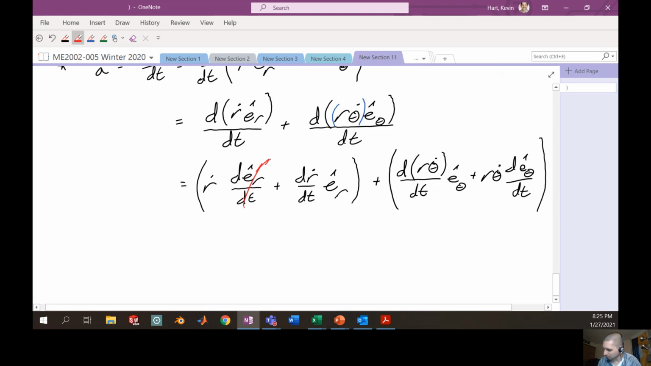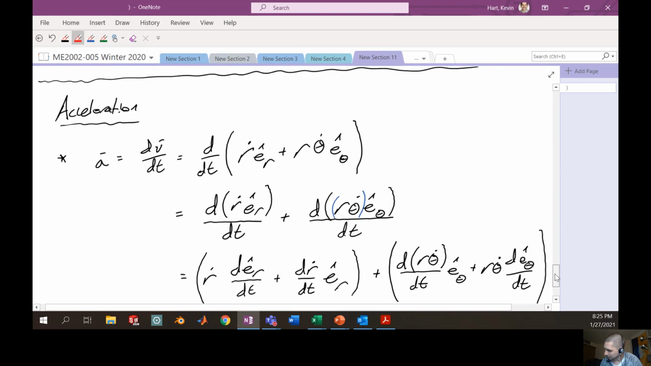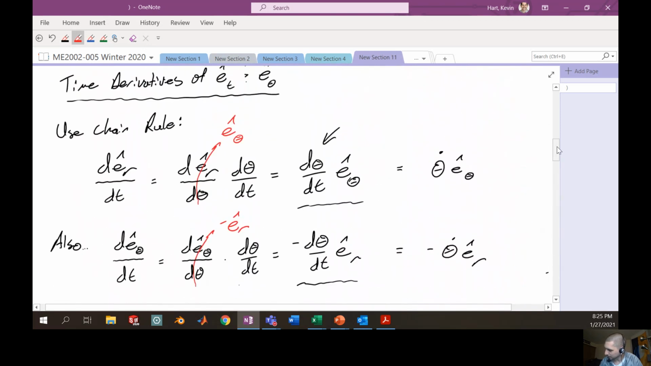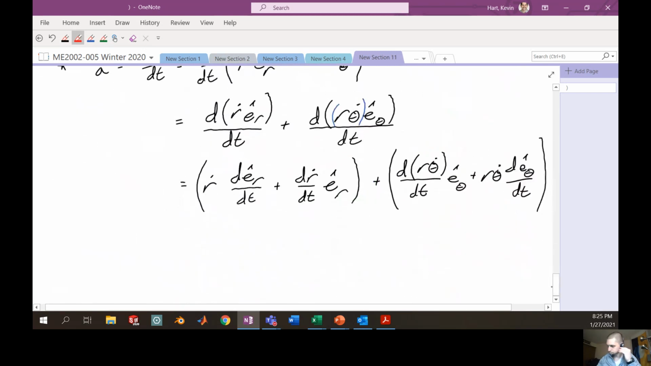All right, we talked about this way back in the beginning, that this d e hat r dt is the time derivative of the radial unit vector. So we go all the way back up here: time derivative of the radial unit vector, theta dot e hat theta. Plus here, this interesting term, well, this is just the second derivative of r dot. So this just becomes r double dot. Okay, easy enough. It's the second time derivative of the position.